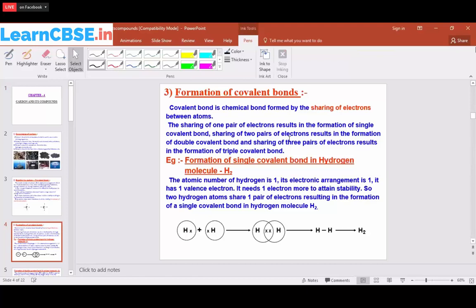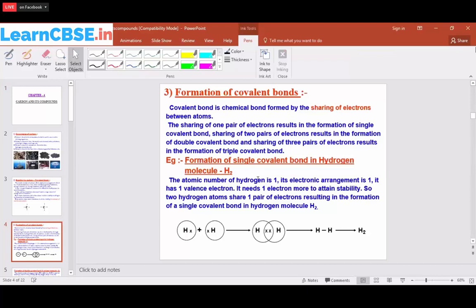Suppose if it's sharing two pairs of electrons with one atom, it forms the double bond. If it shares three pairs of electrons with this one atom, then it forms the triple bond. So, the formation of the single covalent bond in the hydrogen molecule.